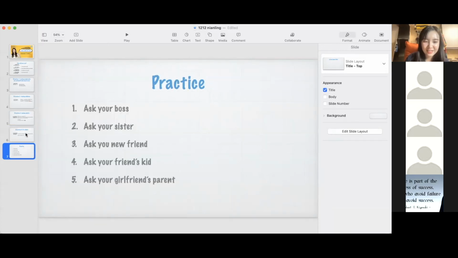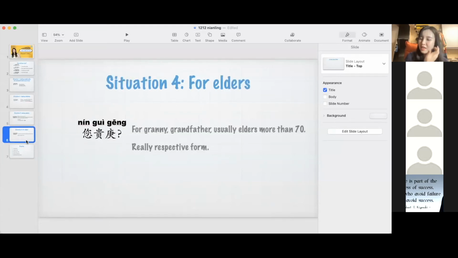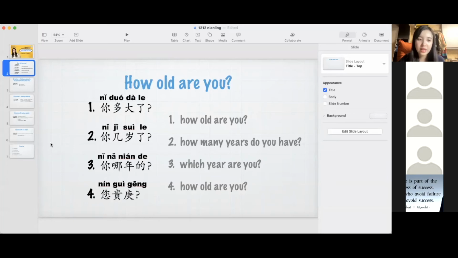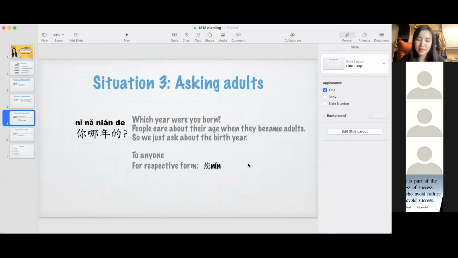And can we also use 您贵庚? Yes, 您贵庚 is fine. It's for elders, but it really depends on your friend's age. If they are really old, like more than 70, you can say 您贵庚, but usually 您哪年的? The respectful form, 您哪年的? Usually we say this, and I will encourage you guys to use this one because nobody wants to sound like an old person.